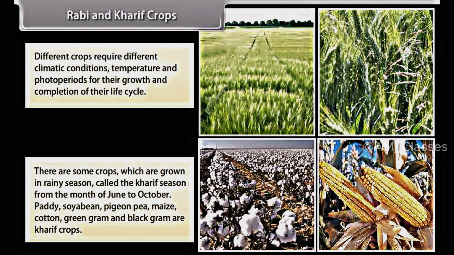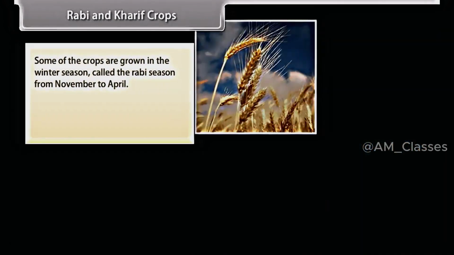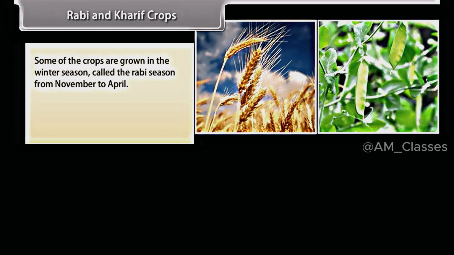There are some crops which are grown in rainy season called the Kharif season from the month of June to October. Paddy, soybean, pigeon pea, maize, cotton, green gram, and black gram are Kharif crops. Some of the crops are grown in the winter season, called the Rabi season from November to April. Wheat, gram, peas, mustard, linseed are Rabi crops.